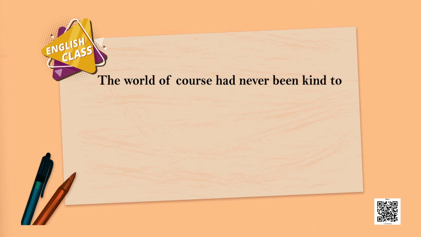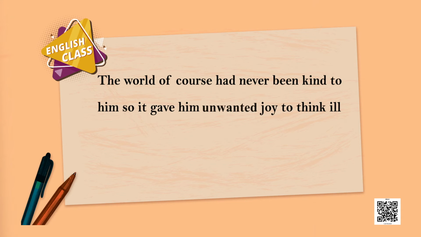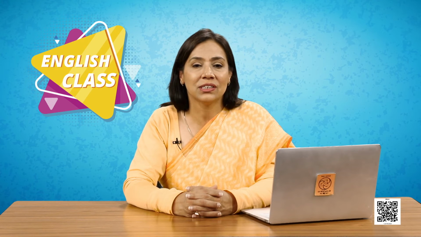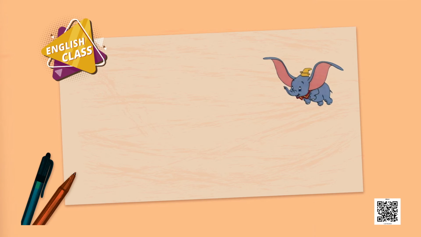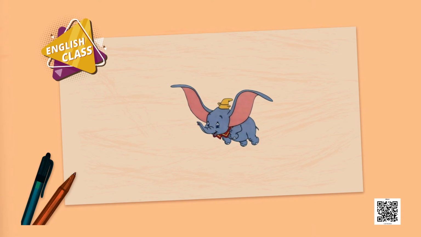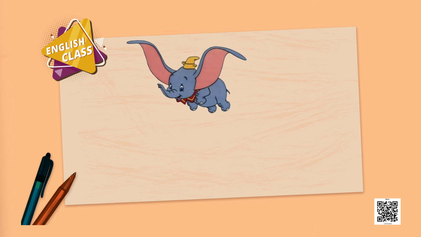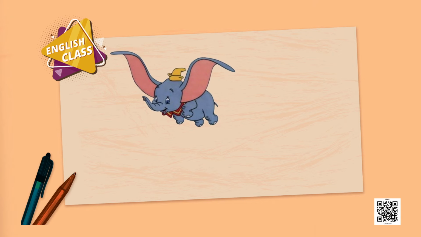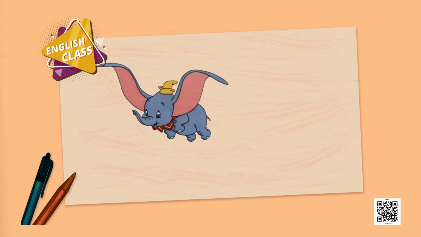The world, of course, had never been kind to him, so it gave him unwanted joy to think ill of it in this way. Now, my dear learners, look at this visual. What do you see? A still from the movie Dumbo Elephant. Now, is it often that you see an elephant flying? But in this fictional story, the elephant seems to be flying.